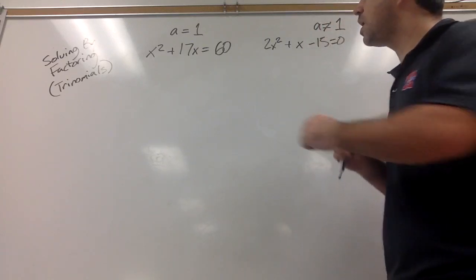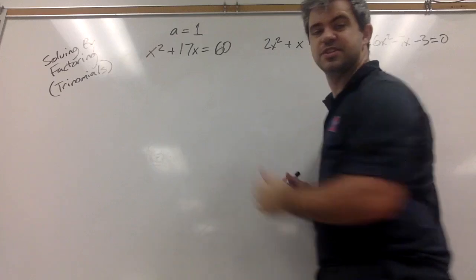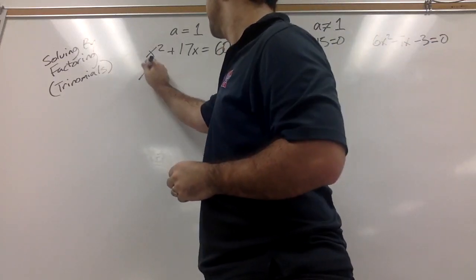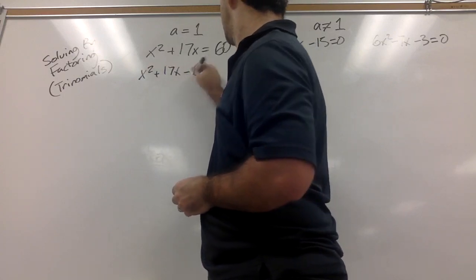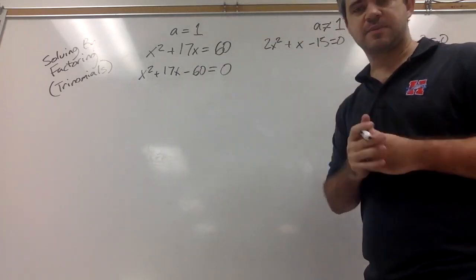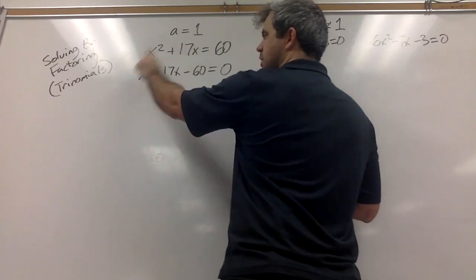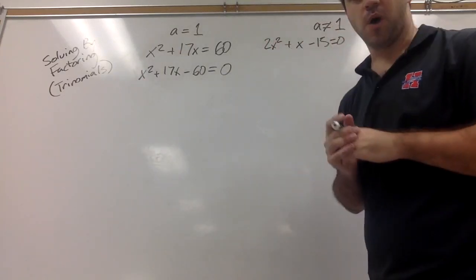Okay, so here's our first example. You'll notice this doesn't equal 0, so we're going to subtract the 60 over. And now we have something that equals 0. Now, the factoring is a little easier when this a term, this first coefficient, is 1.